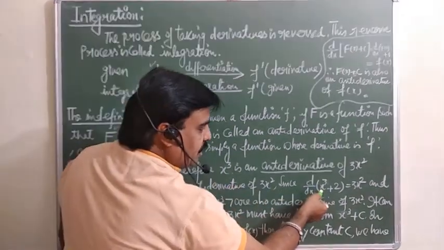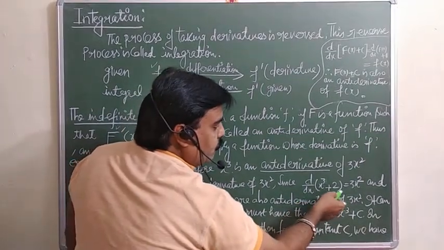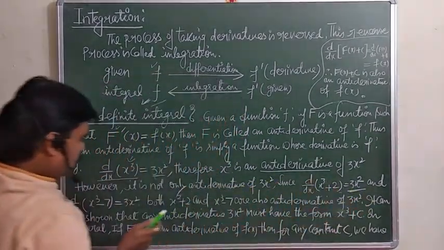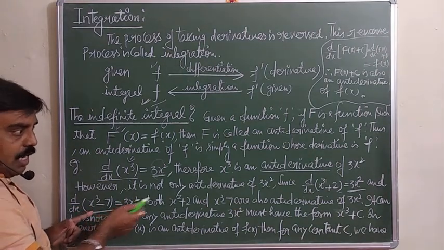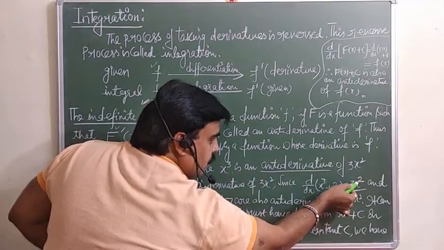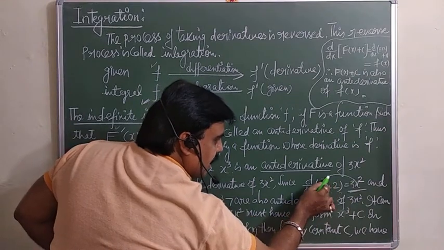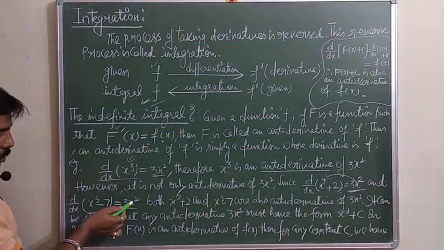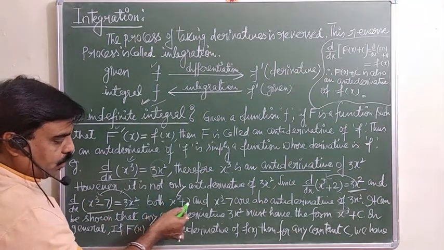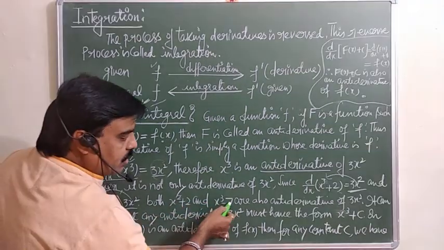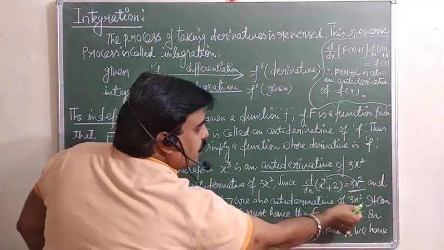Suppose you take x cube plus 2, you take the derivative of this one, you will get 3x square. In place of this one, if you take x cube minus 3, you take the derivative of this one, 3x square. So the antiderivative of 3x square is x cube, and the antiderivative of 3x square is also x cube plus 2 or x cube minus 3.